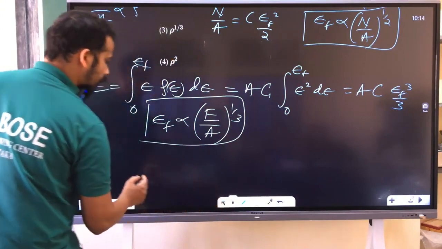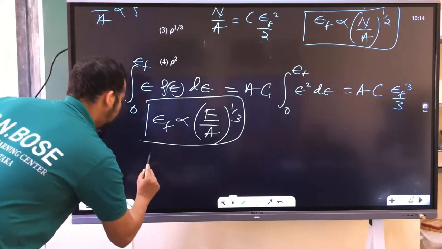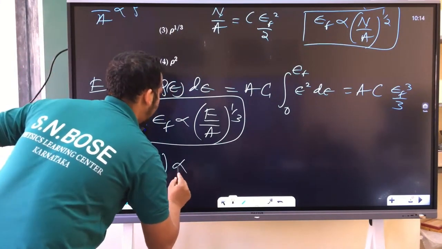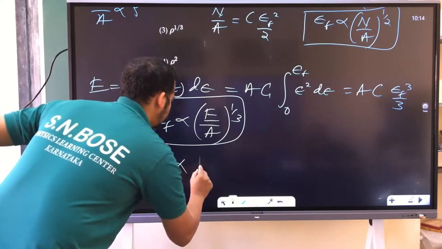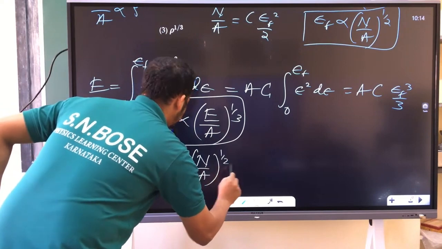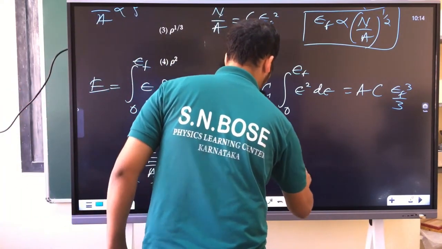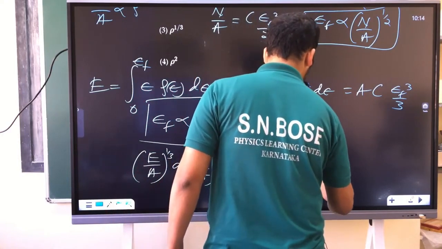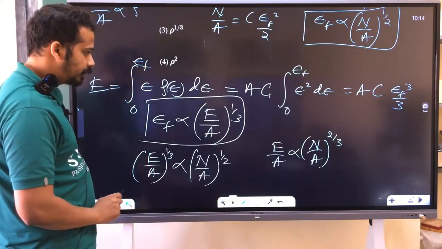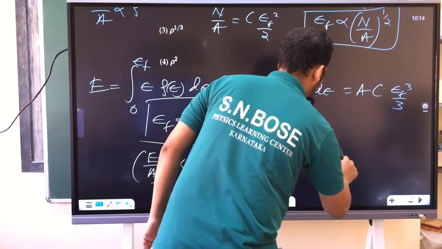So what can I write now? These two are proportional, isn't it? Energy per area is proportional to number per area, whole power 1 by 2. So what you can write is energy per area proportional to number per area whole power 2 by 3. 2 by 3? 3 by 2. 3 by 2. Very simple.